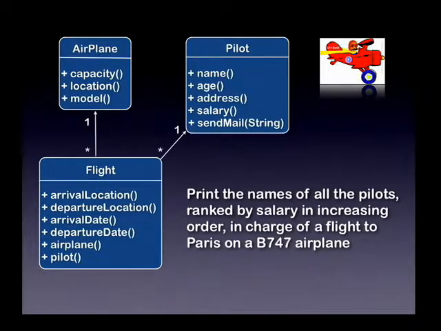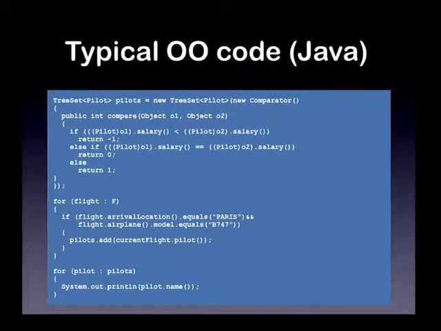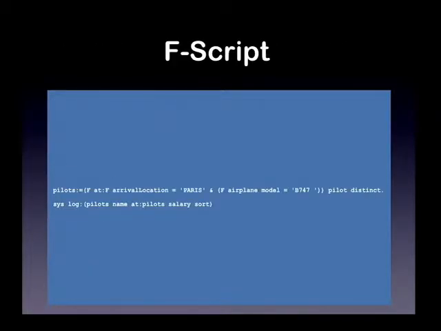Now, to give you an idea of what we want to achieve, here is an example of programming with FScript. So the goal here is to print the names of all the pilots, ranked by salary in increasing order, in charge of a flight on a B747 airplane. Here is the code in a typical object-oriented language, here in Java. And here is the code in FScript. So the point here is that it is shorter, easier to write, and to understand.